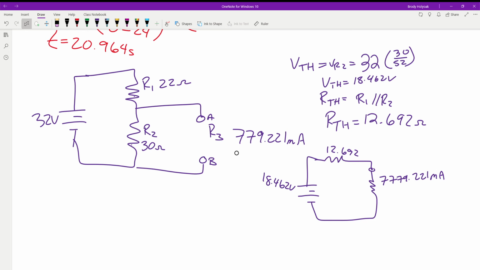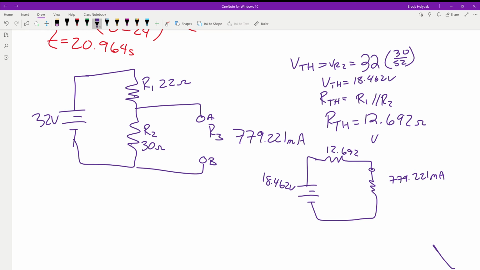So we can work backwards with that. So we know we have, oops, that's one too many sevens. We've got 779.221 milliamps. So now we know in this circuit we have this much current. Well, these two guys are in series, so the current is the same in both resistances. So now we just have to find what's our voltage drop across the R Thevenin, subtract that from our source, and then that's going to give us the voltage that we have left across our resistor. Once we have that voltage, we can then use the current to solve for what R3 is.